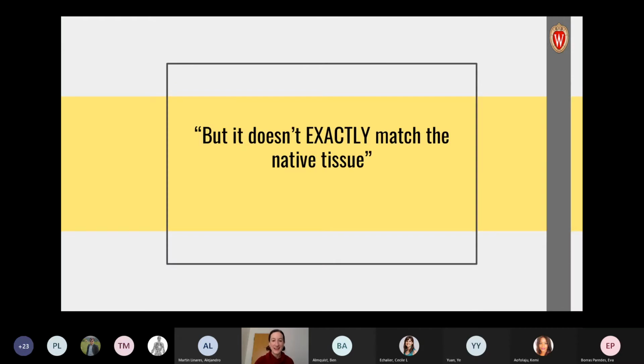Okay, but says reviewer number 3, it doesn't exactly match native tissue. And no, it does not. As I mentioned, I know it's a simplistic model. We've totally omitted a lot of things. But reviewer 3 has a point, and how do we know that it's good enough?